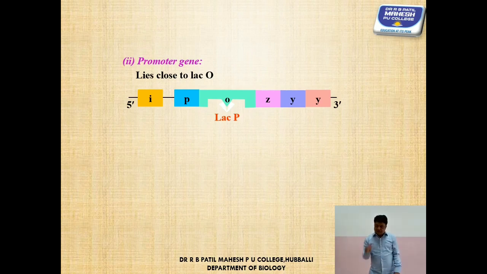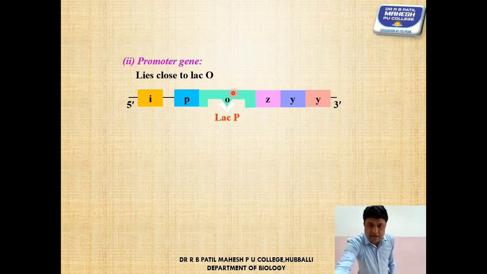So it lies close to the operator genes. So what is the significance of operator gene? Look at here. These operator genes are located very close to the promoter region, and just beside the operator gene we have three structural genes, LAC-Z, LAC-Y and LAC-A. And this operator gene regulates these structural genes.